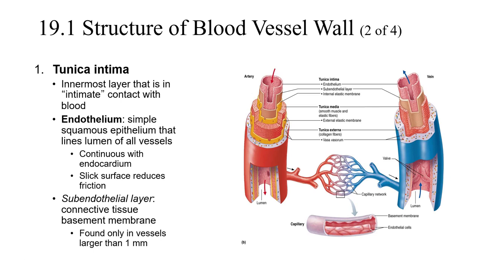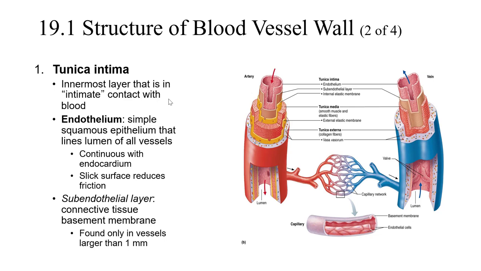And so, this is a good picture showing us one of the layers. This is your tunica intima, the innermost layer, which is in intimate contact with the blood. And therefore, this is the tunica intima, and that's the tunica intima. And basically, the tunica intima of the artery and the vein doesn't really differ much. They're made up of simple squamous epithelium, and line the lumen of all blood vessels.